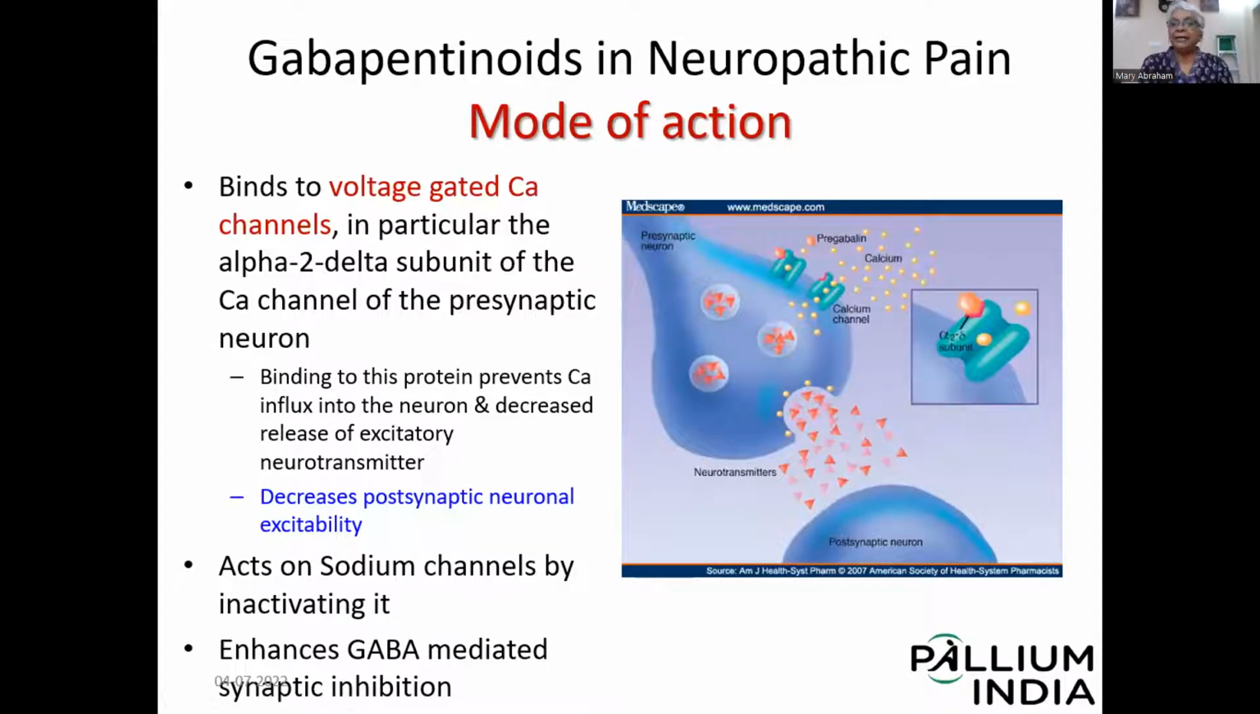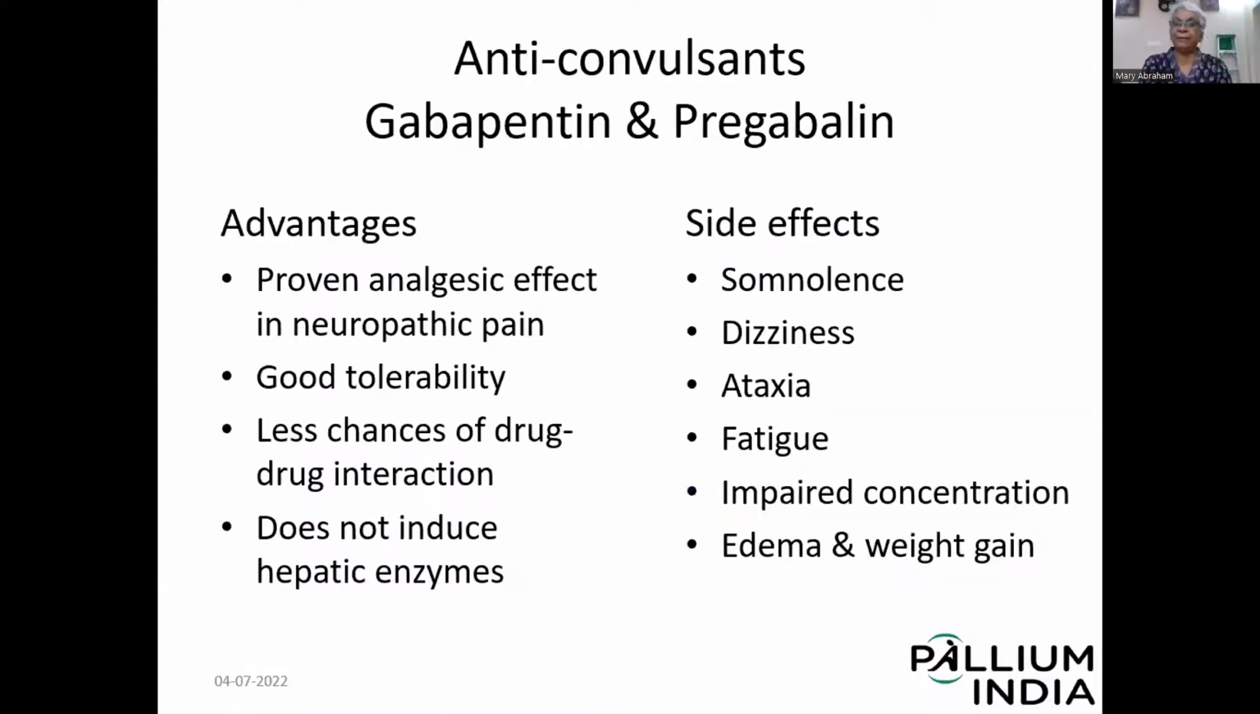So how does it act? These gabapentinoids bind to the voltage-gated calcium channels and prevent the influx of calcium into the presynaptic neuron, because of which there is less release of the excitatory neurotransmitters like glutamate, aspartate, etc. And because there is less release of these, the postsynaptic membrane is less activated. It also can act on the sodium channels, and it can also enhance the GABA-mediated synaptic inhibition. So these are the other methods by which these gabapentinoids act.